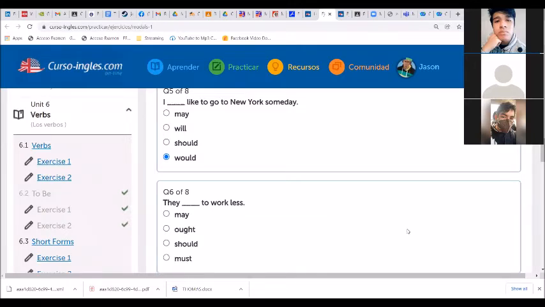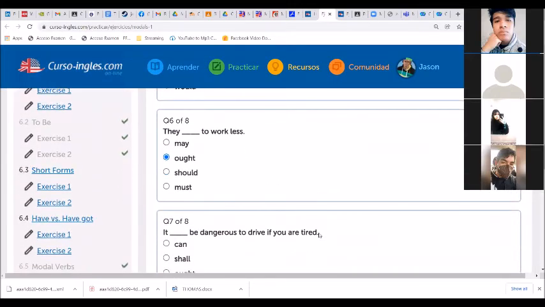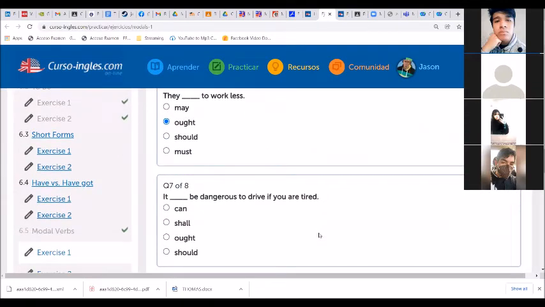Yes, teacher. They should to work less. Yeah, that's the trick. If it's should, you can't use to. The one you have to use is ought. Ought to. That's the formation. One more time. They ought to work less. Yes, it's a recommendation. They have to consider it for themselves.